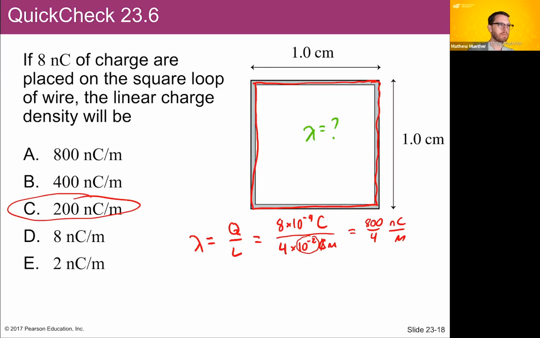Okay. Now I could have calculated this right over, say, 1 centimeter, right? If I just look at this one side of this rectangle, I have 1/4 of the charge over the 1/4 of the distance. I have 2 nanocoulombs of charge over that 1 centimeter of space, and I still get something that's going to be like 200 nanocoulombs per meter. Okay.